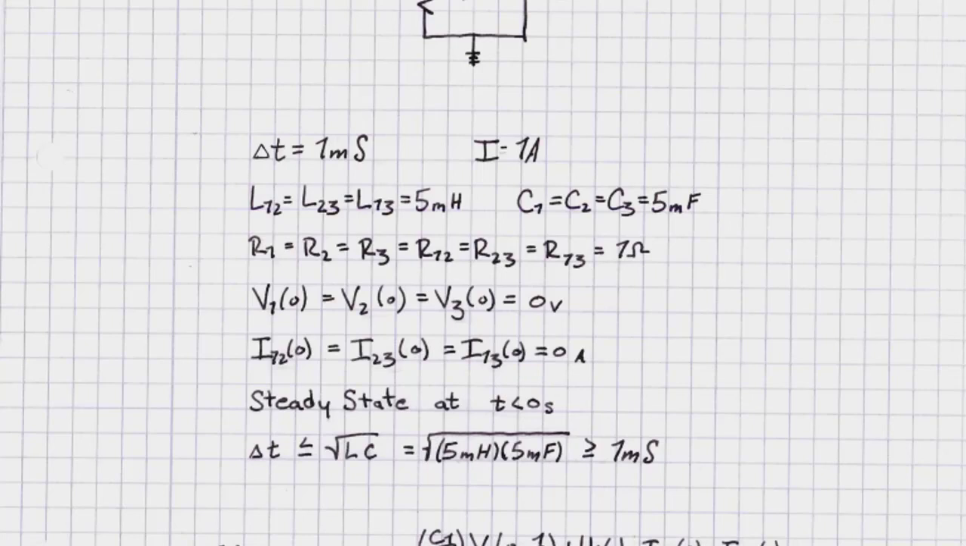First, we need to ensure that our time step is fast enough to make calculations of this circuit using an LIM approach effective. To do this, we need to know if delta t is less than or equal to the square root of L and C.